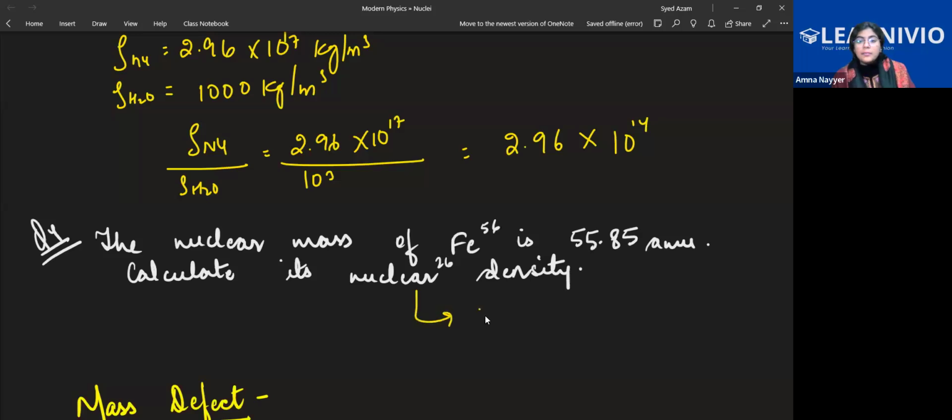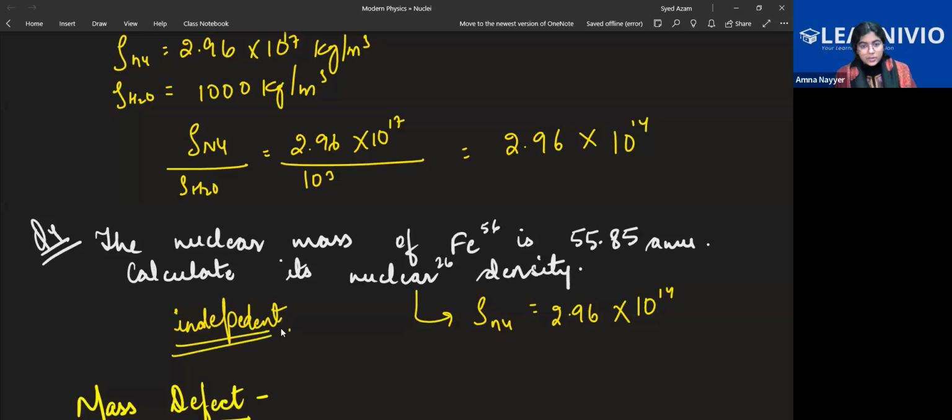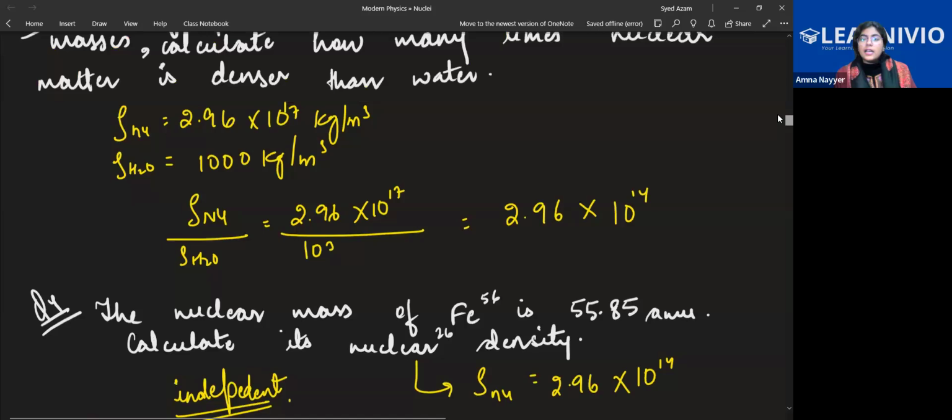Nuclear density is independent. I gave you examples also: you have iron, cobalt, lithium, boron, aluminium, anything. The density of nucleus is fixed, 2.96 into 10 to the power 14. It is not going to be different. I told you, don't get tricked by such kinds of questions. These questions will give you different values of volume and mass. Still, the nuclear density will be this. It is independent. Got it? Yes, ma'am. Okay, write down this page.